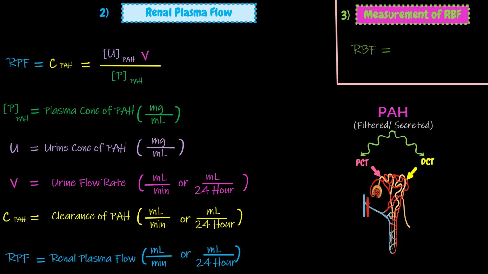Third is the measurement of renal blood flow. Renal blood flow is equal to renal plasma flow divided by 1 minus hematocrit. The denominator in this equation, 1 minus hematocrit, is the fraction of blood volume occupied by plasma.